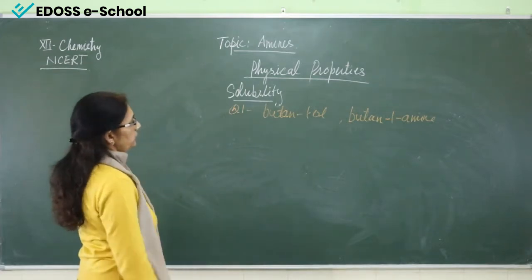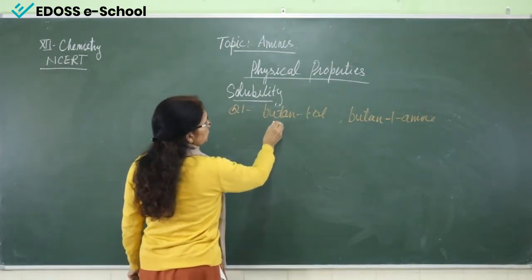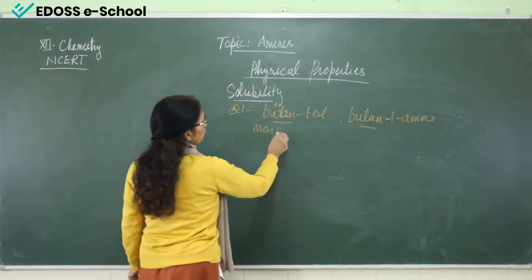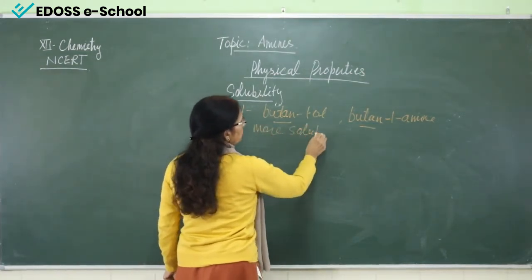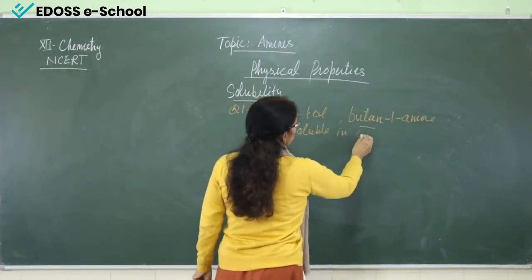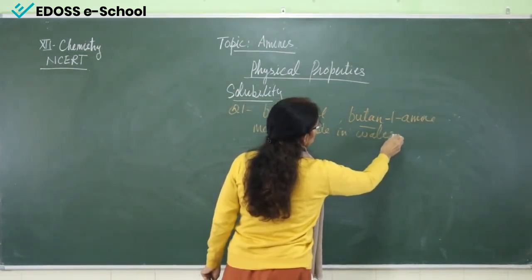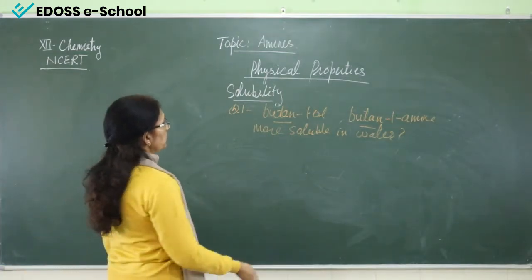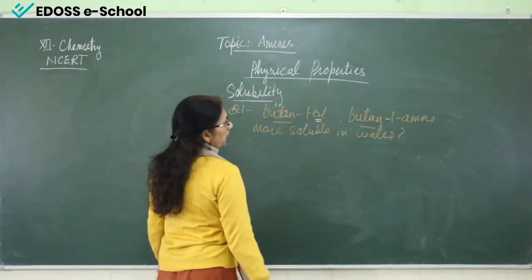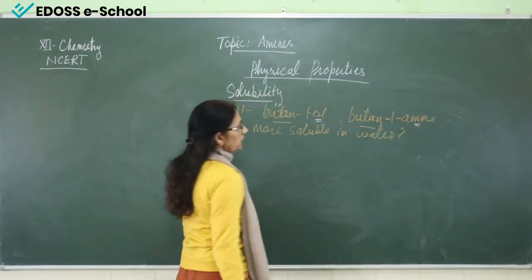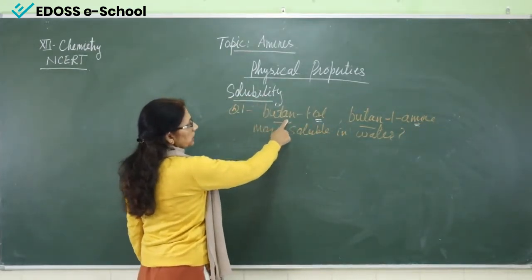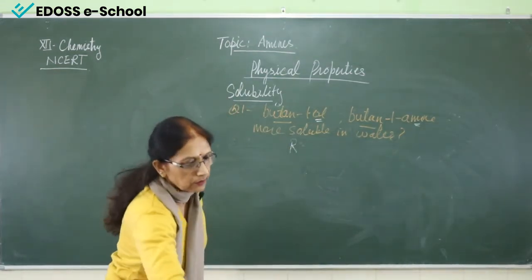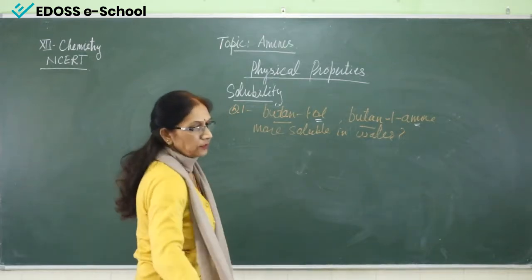Okay, now the question is, among these two compounds, which is more soluble in water? Now you have to tell. Okay, now how will the answer come? This is an alcohol and this is an amine. So butane-1-ol, we will write it like this.